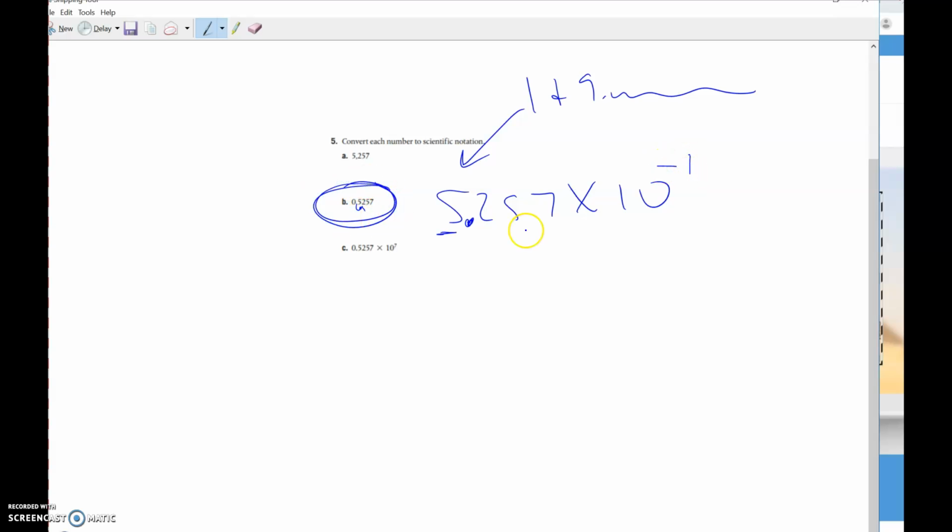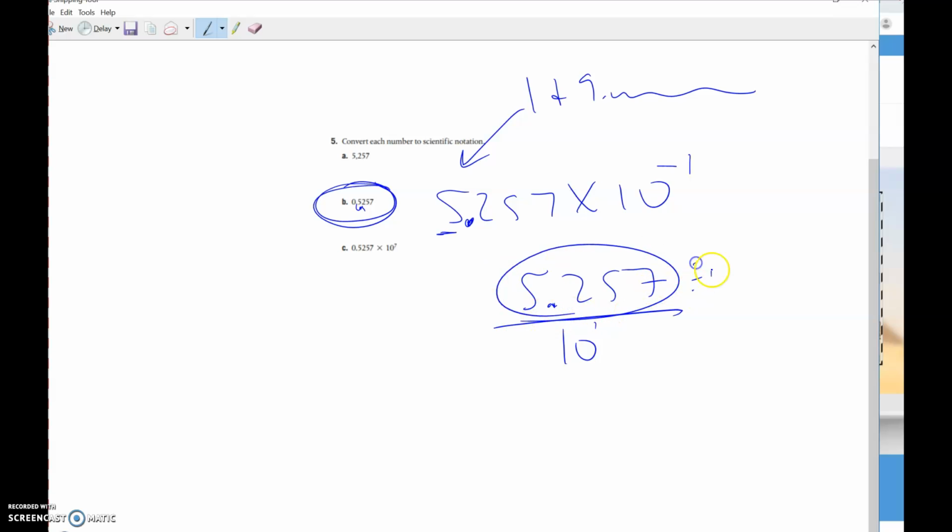exponent. And the reason it's a negative exponent is because I want to take this and I want to divide it by 10. Like the 10 needs to be in the denominator, which is what negative exponents are. And so if you take this decimal and divide it by 10, it actually does equal that number there.